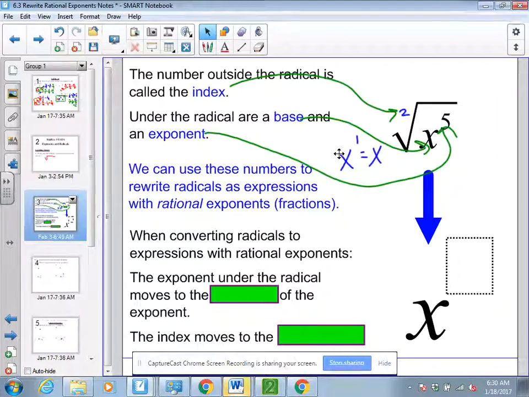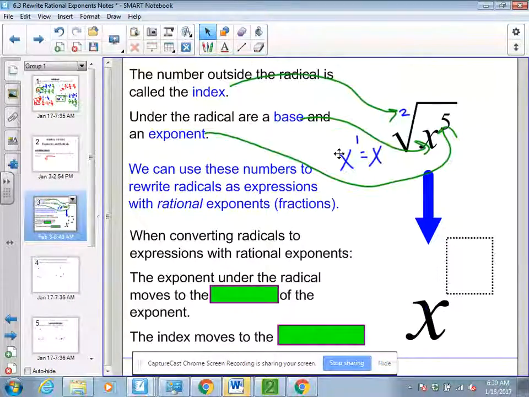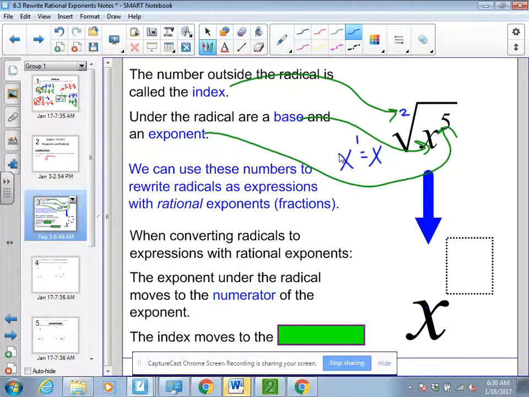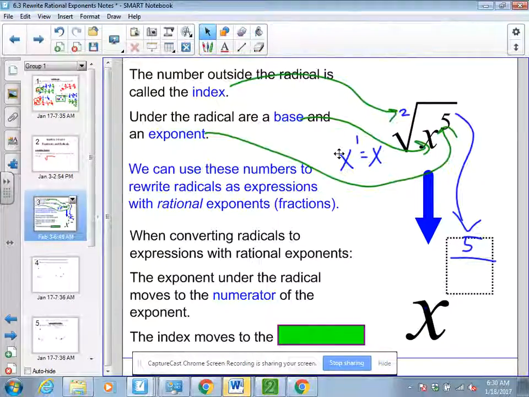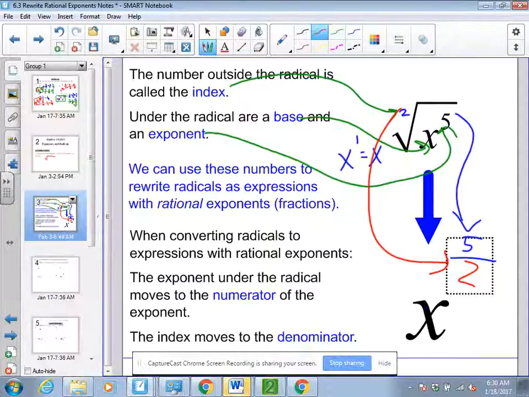So we can flip-flop back and forth between radical and rational functions. So if I have the square root of x to the 5th, I can convert that to a fractional exponent. What we're going to do is I'm going to rewrite my base, so I've got my x, and then the exponent, which was 5, is going to move to the numerator of your fraction. The index, which was 2, is going to move to the denominator. So the square root of x to the 5th can be rewritten as x to the 5/2.